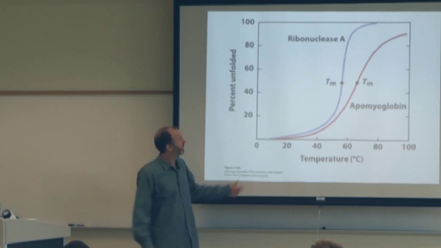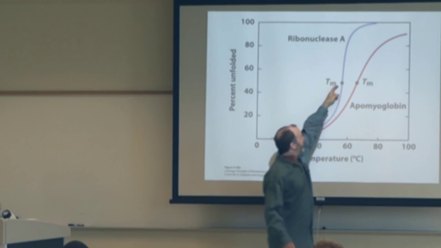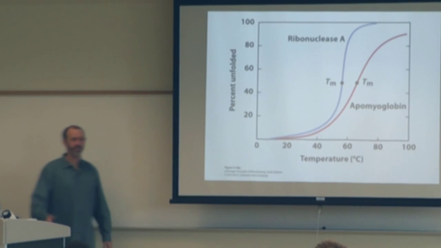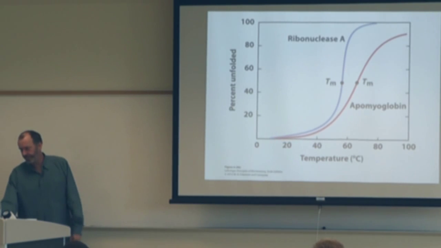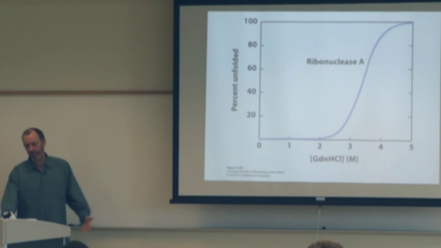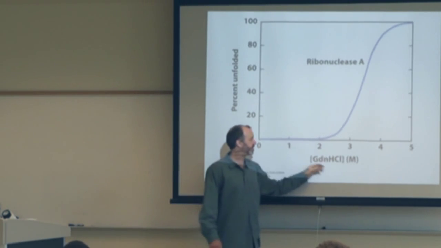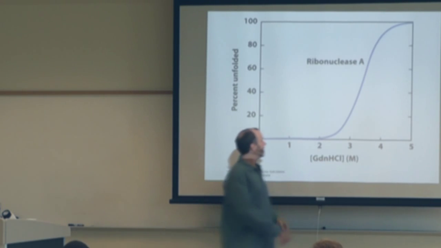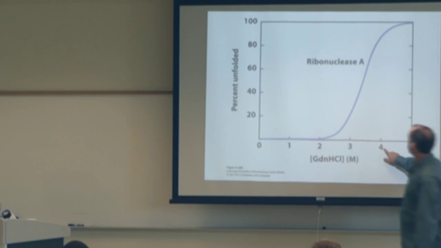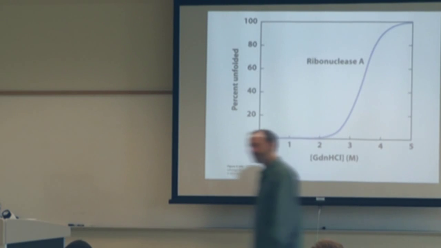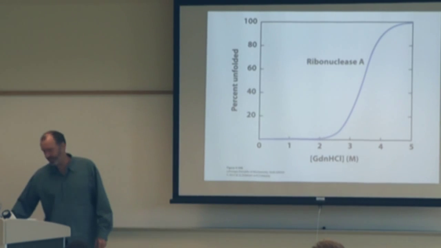So this is two different proteins, and proteins, of course, are going to have different melting temperatures depending on their structure: ribonuclease A versus apomyoglobin. Apomyoglobin is like a precursor to myoglobin. This is ribonuclease A again, with increasing concentrations of guanidinium, and you get nearly 100% at about 5 molar guanidinium, which happens to be what I would use to extract amyloid precipitated from Alzheimer's-like brains.